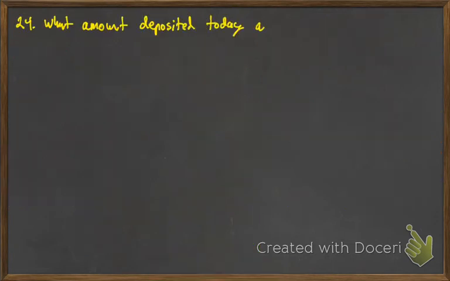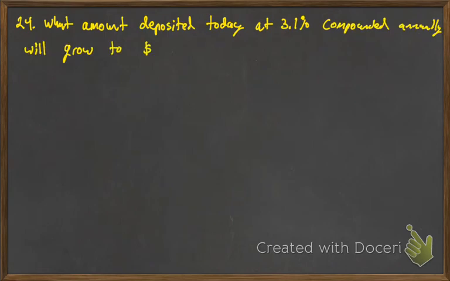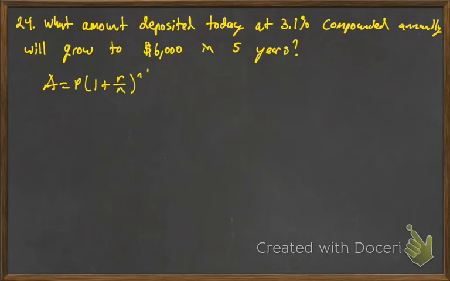Alright, so I think we probably have another one of these. Okay, so what amount deposited today at 3.1% interest compounded annually will grow to $6,000 in 5 years? And so they don't have the word continuously, so this is going to be the standard compound interest formula, which is amount equals principal times the quantity 1 plus r divided by n raised to the nt.